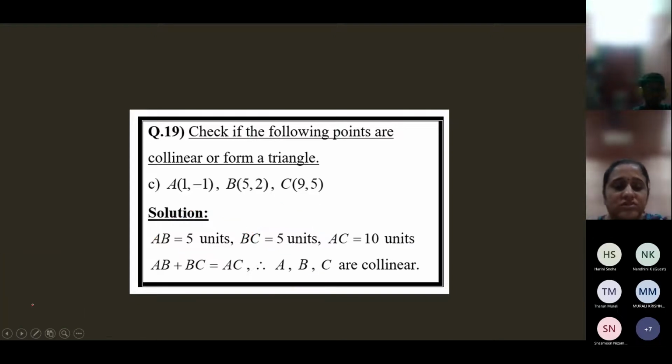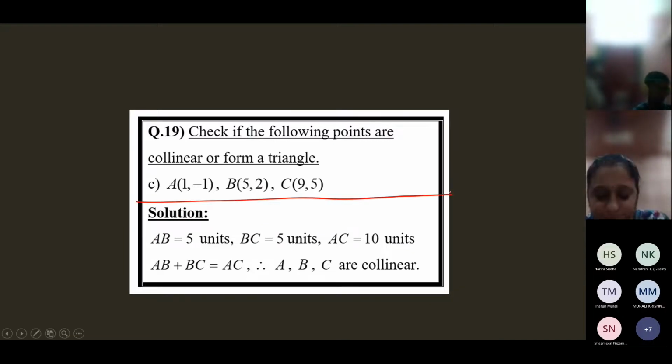So you can take down the question and leave some space. You can try it later.